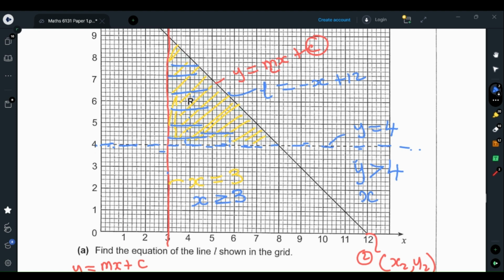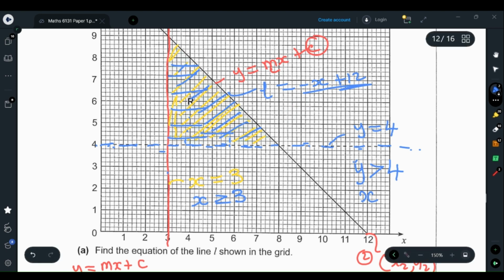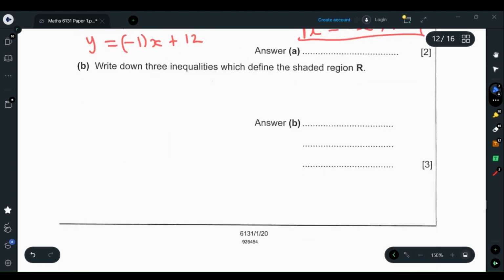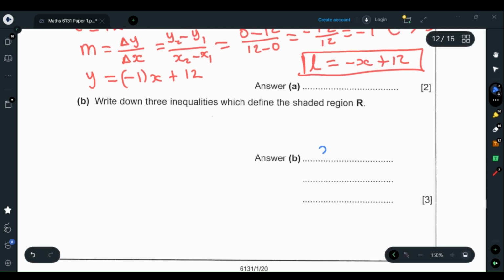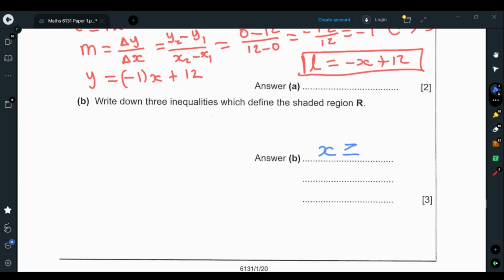And as for that equation, everything shaded is below the equation. Therefore, since it's a solid line, y would be less than, in fact, let's write down what we know for now. What we know is that x is greater than or equal to 3 and y is greater than 4.